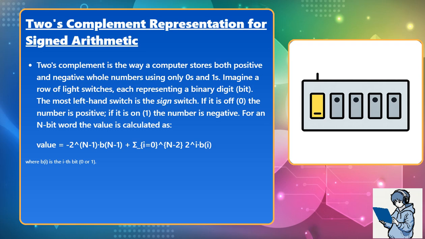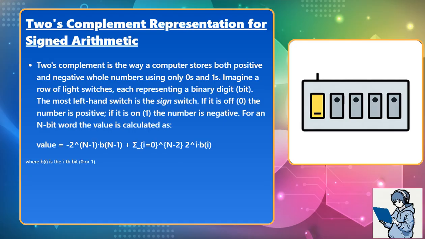2's complement is the way a computer stores both positive and negative whole numbers using only zeros and ones. Imagine a row of light switches, each representing a binary digit, or bit. The most left-hand switch is the sign switch. If it is off, 0, the number is positive. If it is on, 1, the number is negative.